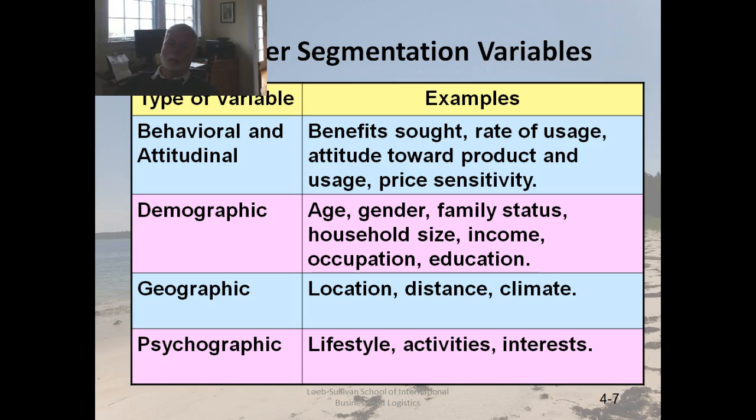So I might decide that my product appeals to men who are married and have at least 4 people in their household and have an income above some level, have a college education. Whatever it is, my product, I can segment my market by looking at demographics. I can also segment markets by behavior and attitudinal differences.